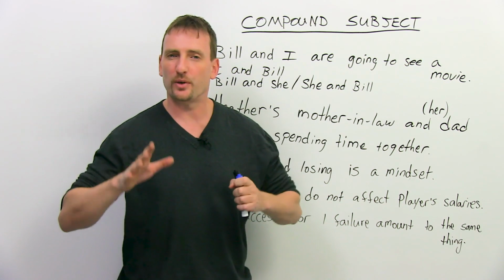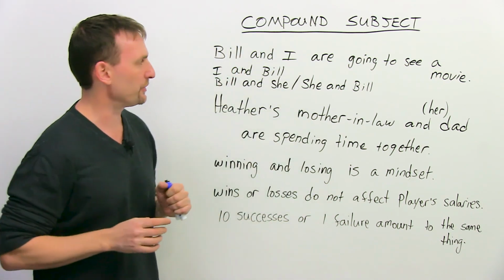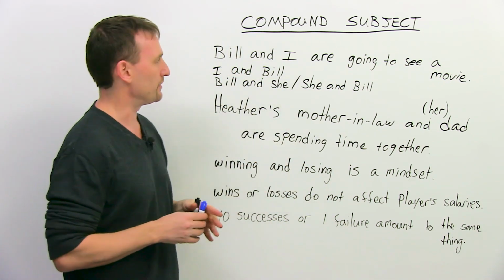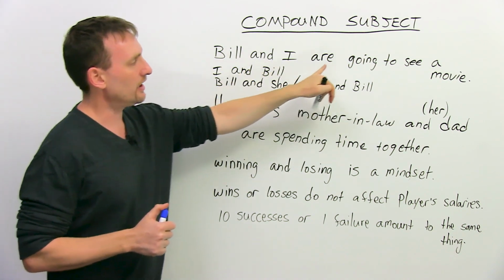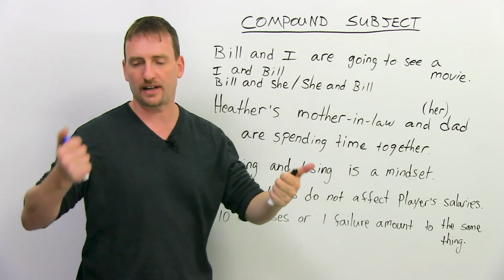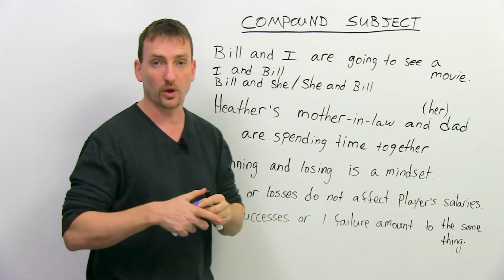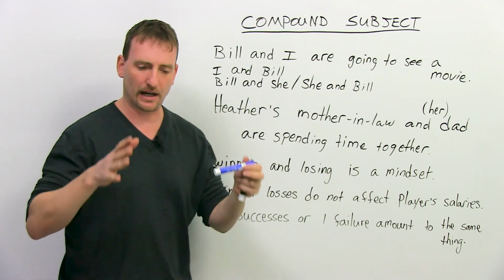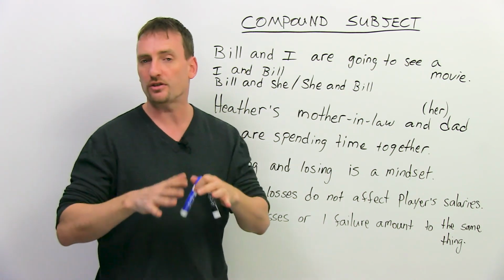Okay, I want to mention a few other things about the compound subjects before we go, and I'm going to look at some more examples. First of all, Bill and I are going to see a movie. Bill's one person, I'm another. Together, we are 2.